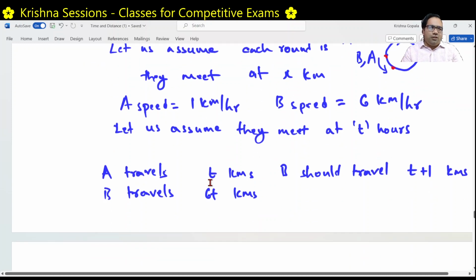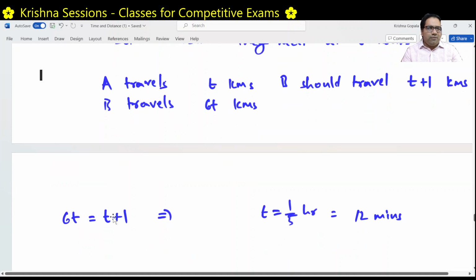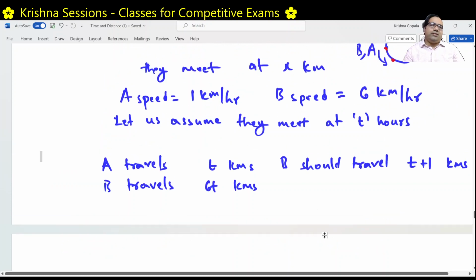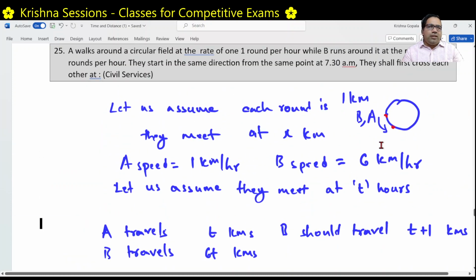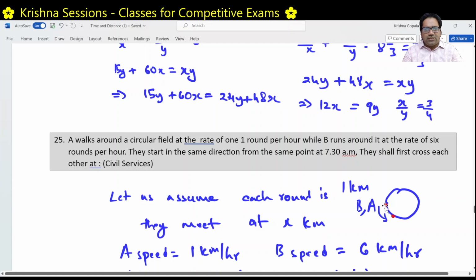Okay. Now, B's travel is 6T kilometers. Now, this 6T is equal to T plus 1. What does that mean? 5T is equal to 1. That means T is equal to 1/5 hour, which is equal to 12 minutes. Right. So, what does that mean? A is traveling one round per hour. In 12 minutes, he would have traveled 1/5 of the circle, because 12 minutes is one-fifth of the hour. In 12 minutes, A would have traveled one-fifth of the circle.